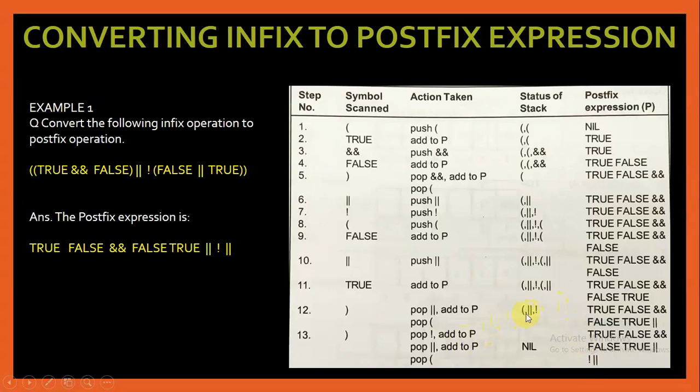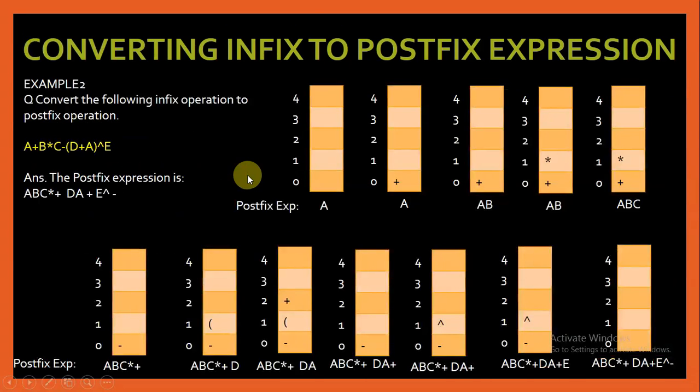Then again we will pop the next operator, which is the OR operator. Again we will add it to P. This has been added here, you can see. And after this, the left parenthesis has been encountered. So this will simply be popped, and you can see the contents of the stack are nil now. So our conversion will stop here, and the final expression is true false and false true or not or. So this is our final postfix expression of this infix expression.